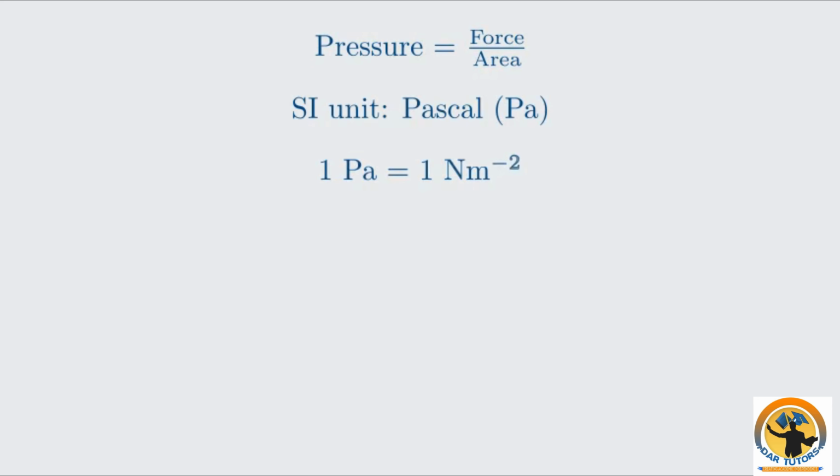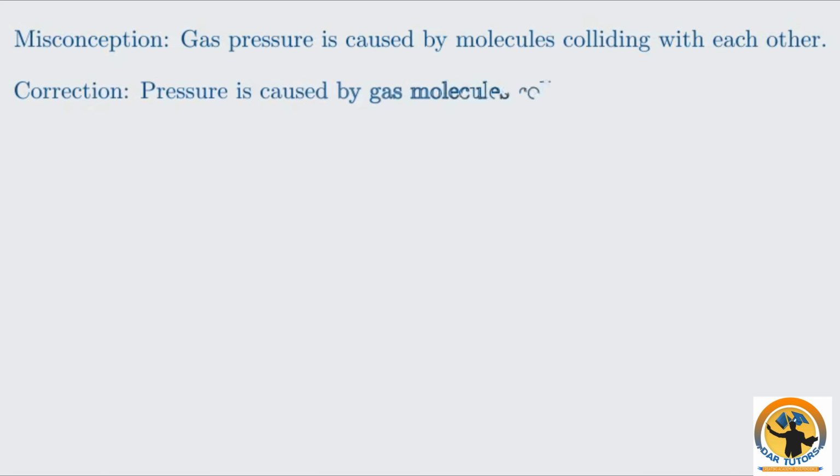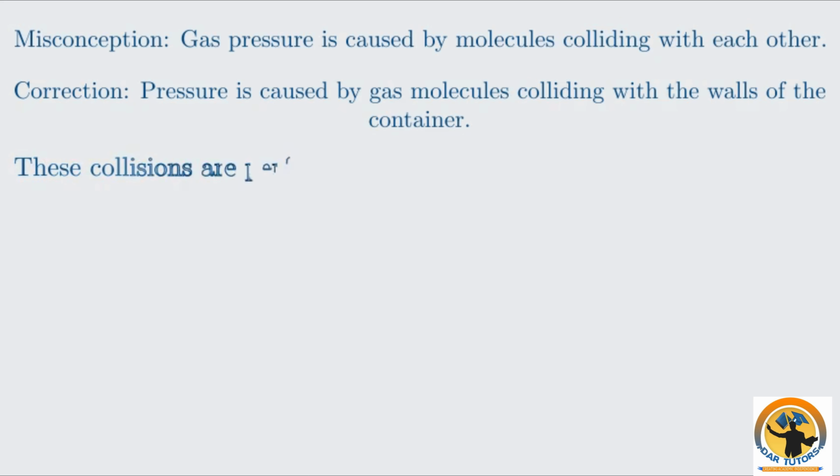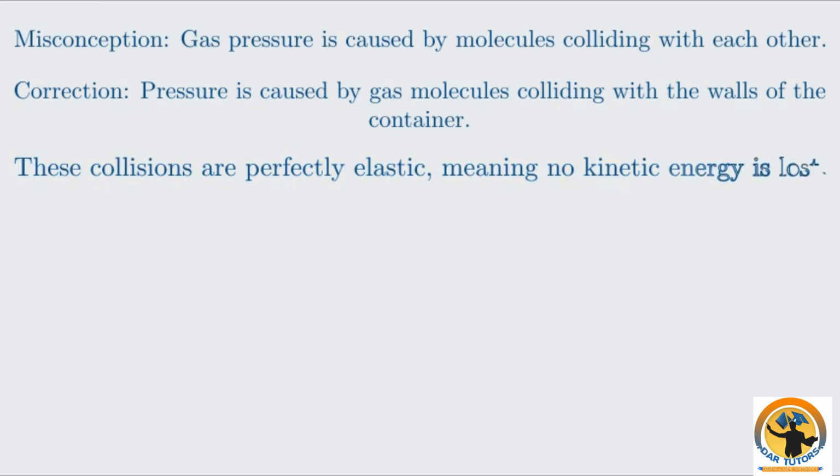Pressure is defined as the force exerted per unit of area. The SI unit for pressure is the Pascal. 1 Pascal is equivalent to 1 Newton per square meter. A common misconception is that gas pressure is caused by molecules colliding with each other. This is incorrect. Pressure is caused by gas molecules colliding with the walls of the container. These collisions are perfectly elastic, meaning no kinetic energy is lost.